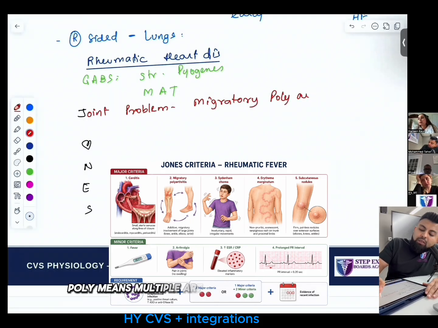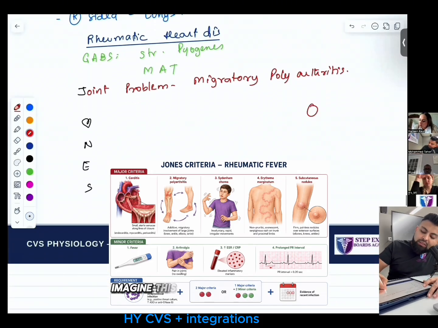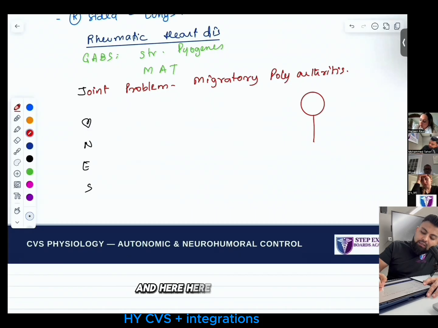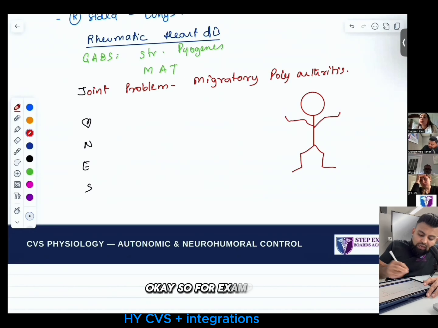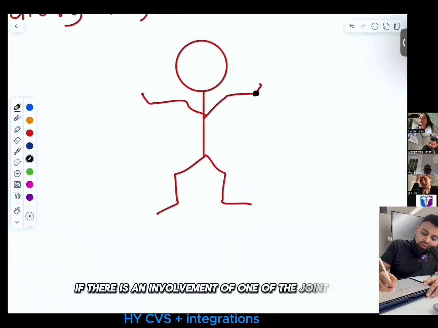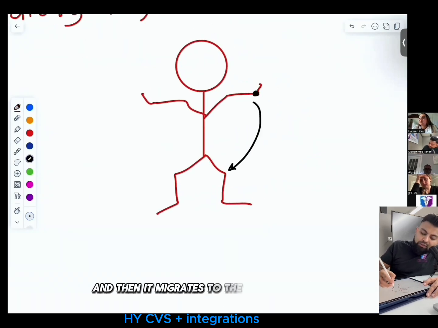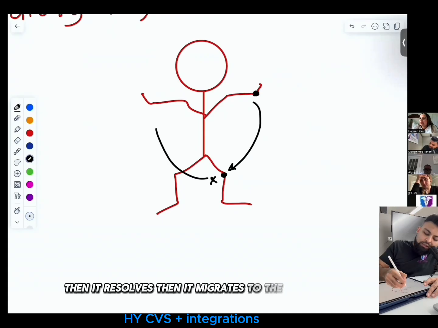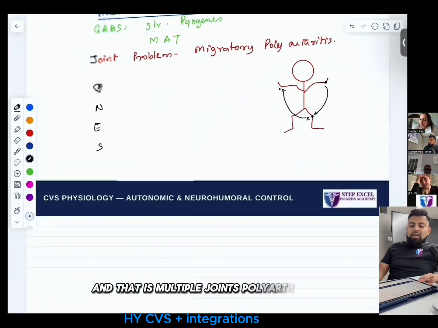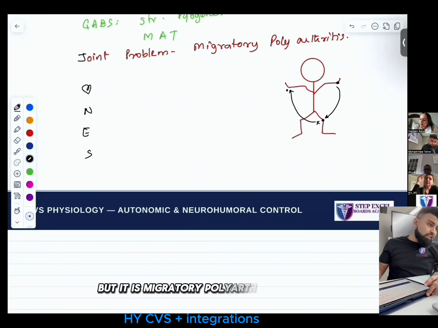Polyarthritis. Poly means multiple arthritis, and multiple migratory joints. Migratory means what? Imagine this is the individual, and here are his limbs, let's say lower extremities. This is going to be the upper extremities. So, for example, if there is an involvement of one of the joints, first it resolves and then it migrates to the second joint. Then it resolves, then it migrates to the third joint. And that is multiple joints polyarthritis, but it is migratory polyarthritis.